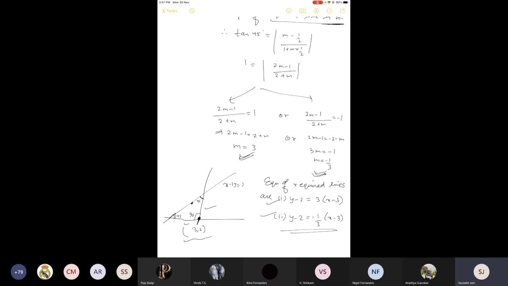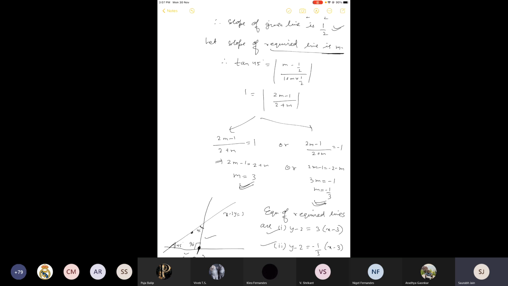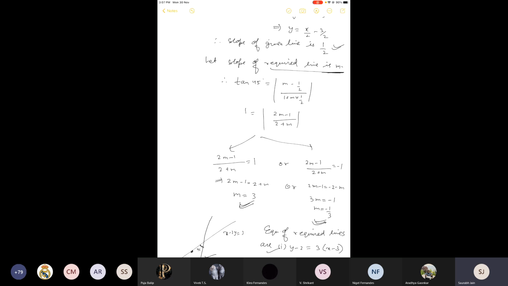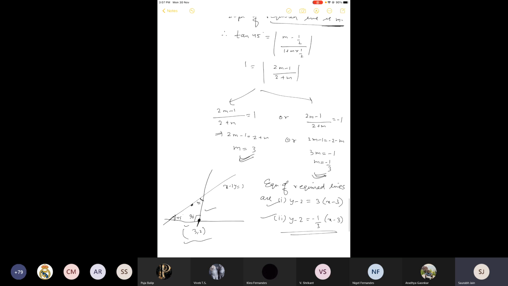So two concepts are used here. One is the angle between the lines, that formula of tan theta, and another thing is writing the equation of a line in different forms. So here we have selected the point slope form.